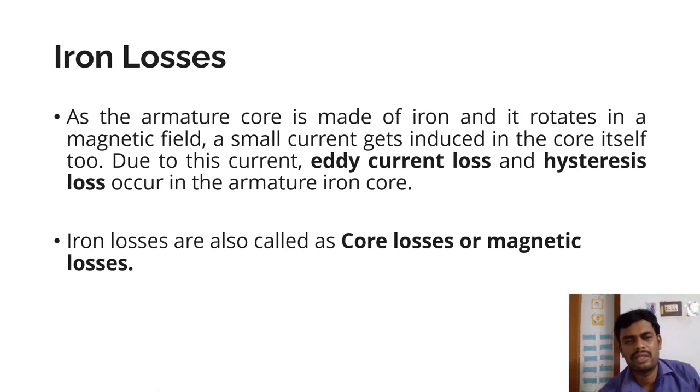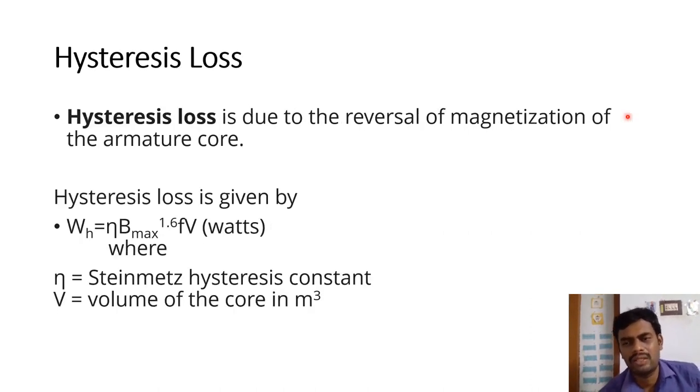Next, the iron losses. Since the armature core is made up of iron and it rotates in the magnetic field, a small current gets induced in the core itself. Due to this current, eddy current loss and hysteresis loss occur in the iron core. The iron losses are also called core losses or magnetic losses. These iron losses are subdivided into two types: one is hysteresis loss and the other is eddy current loss.